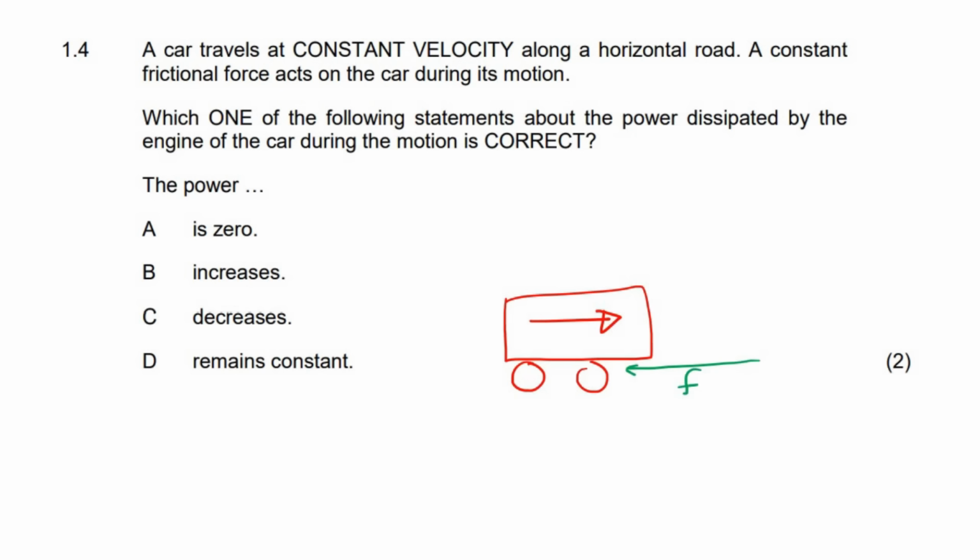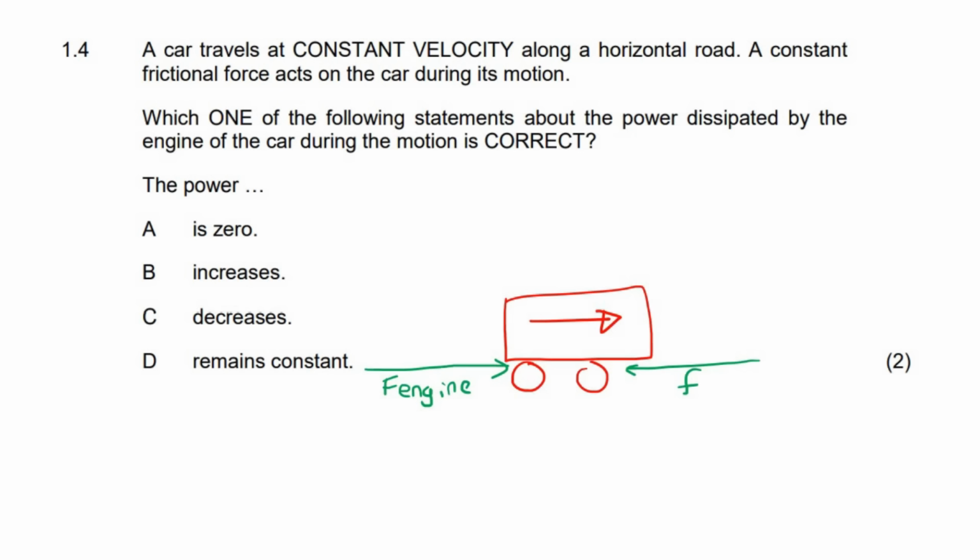Which one of the following statements about the power dissipated by the engine? So to keep the car moving at a constant velocity, you would need the same force from the engine to keep the car moving at a constant velocity. Okay, so that's your friction, that's your engine force. They are going to be exactly the same so that the car can move at a constant velocity. Now it says, which of the following statements about the power dissipated by the engine of the car is correct?